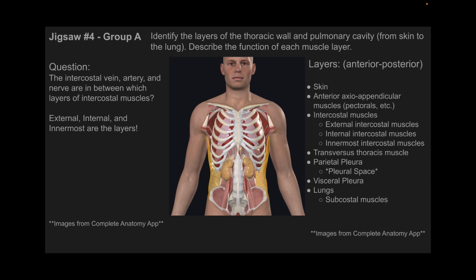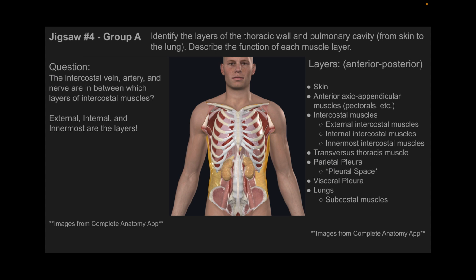Between the internal and innermost intercostal muscles, the intercostal vein, artery, and nerve exist. The innermost intercostal muscles have similar attachment sites to the external and internal muscles, and their function is to weakly assist with expiration. Additionally, we can see the transversus thoracis muscles on this image lying deep to the ribs and costal cartilage. These muscles also weakly assist with expiration.